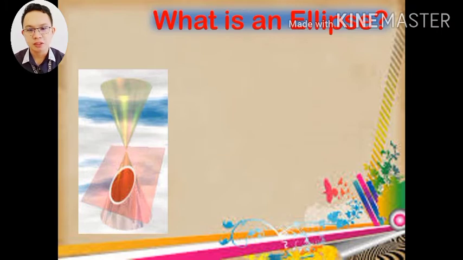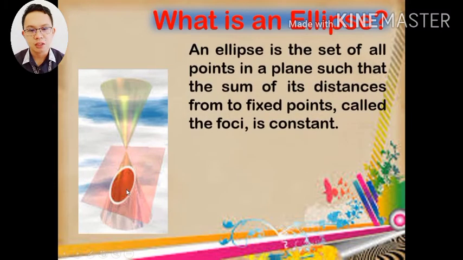So as I illustrated this one in week 1 or lesson 1, we have a double napped cone cut by a plane na makakabuo kayo ng isang bounded curve. So ito po yung inyong ellipse. But by definition, when we say ellipse, it is the set of all points in a plane such that the sum of its distances from the fixed points called the foci is constant.